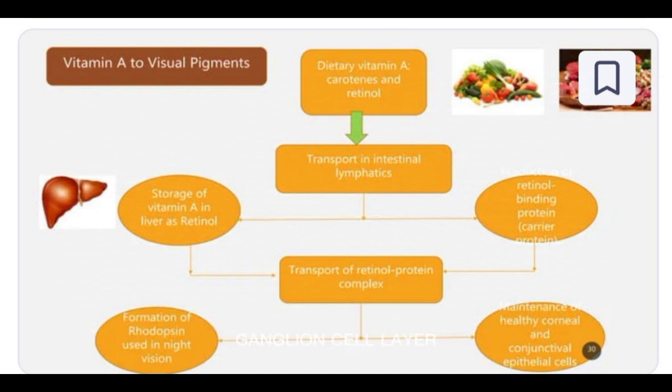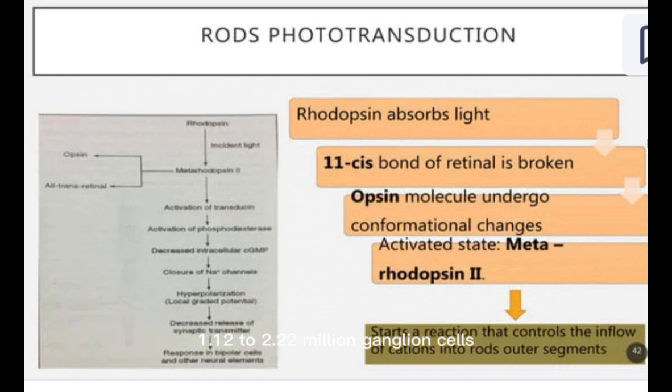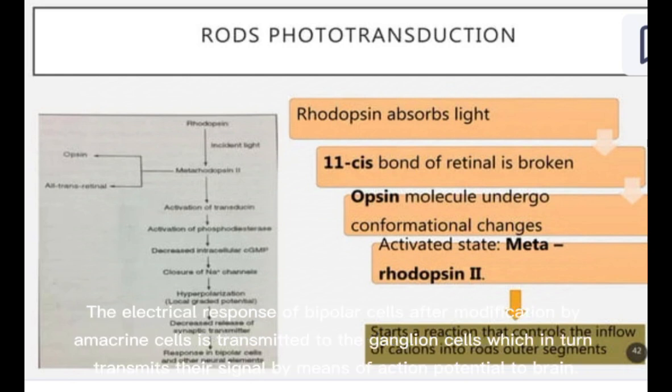Ganglion cell layer. There are 1.12 to 2.22 million ganglion cells. They are the second-order neuron of the visual pathway. The electrical response of bipolar cells, after modification by amacrine cells, is transmitted to the ganglion cells, which in turn transmit their signal by means of action potentials to the brain.